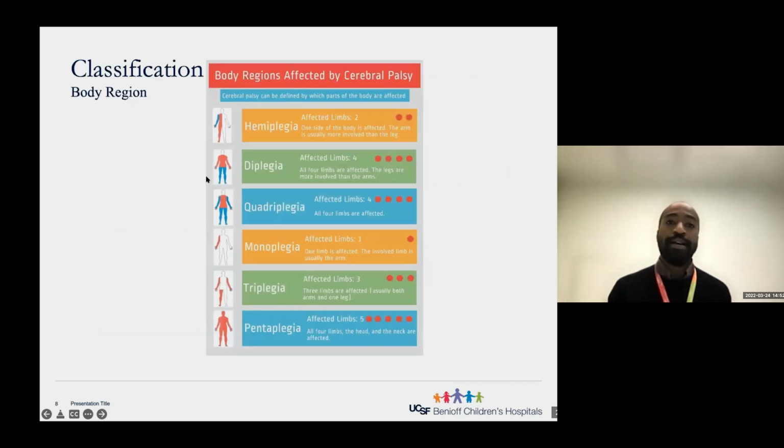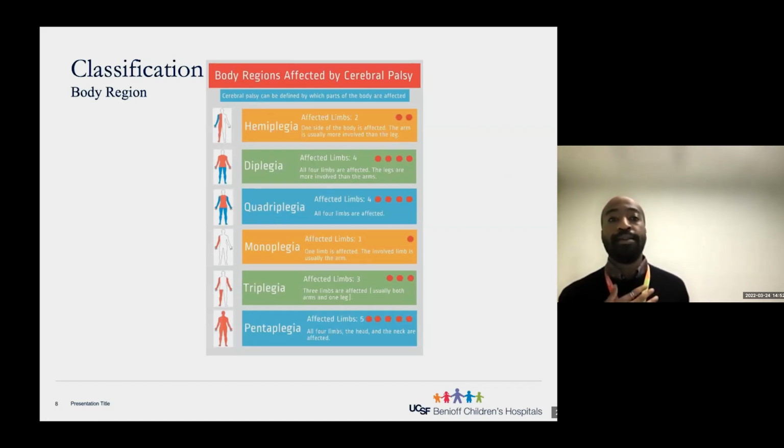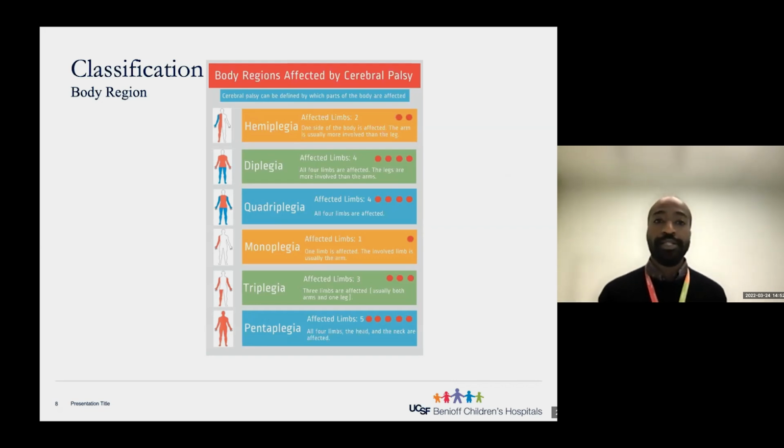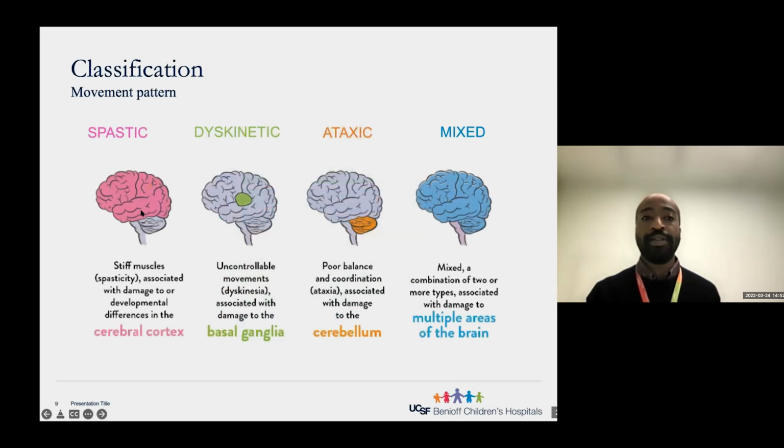The classification schema. There are a few ways to describe a child with cerebral palsy. Here is a diagram of body regions. Hemiplegia describes one side of the body that is affected, both the upper and lower extremity. Diplegia is both lower extremities being affected. Quadriplegia, all 4 extremities. Monoplegia is just one limb, either one upper or one lower limb. Triplegia is 3 of the 4 limbs, and pentaplegia describes both the appendicular skeleton as well as the axial skeleton being involved by spasticity or dystonia.